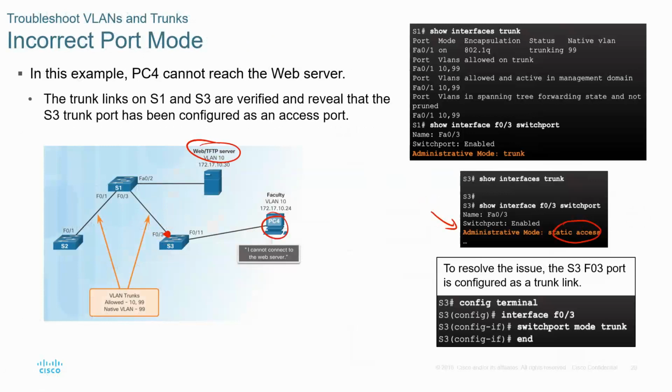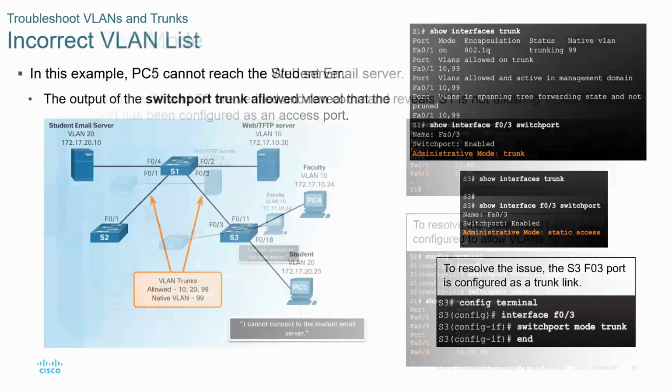So to solve that, you have to go and configure it to be in trunk mode, and then you can start carrying traffic to the switch. Because this port here in S3 was configured to be in access mode, and it is a port that connects S3 to S1, it will not be able to carry the traffic.